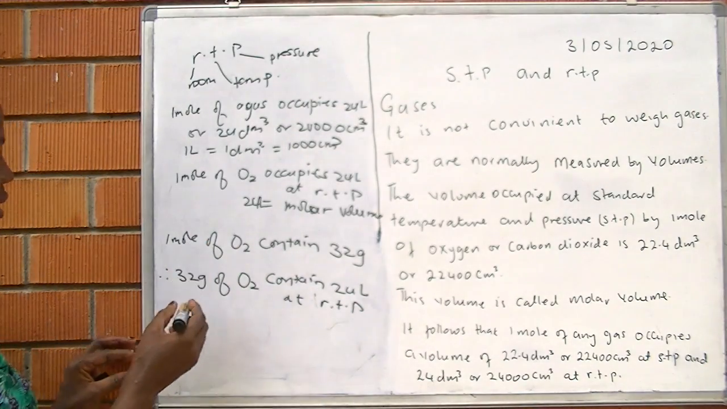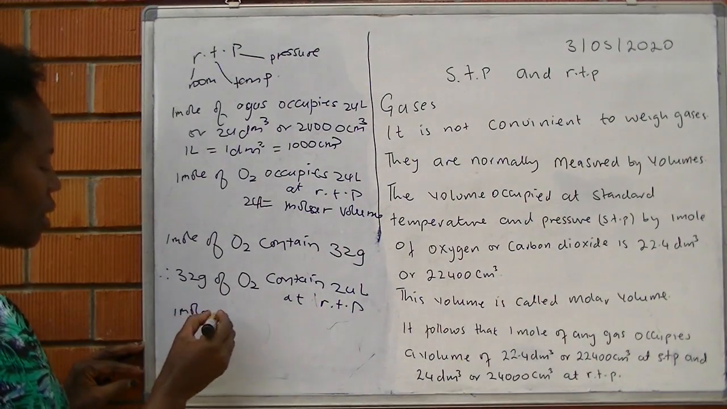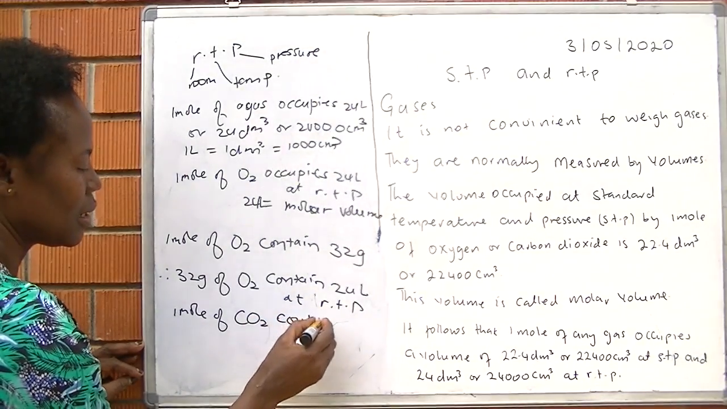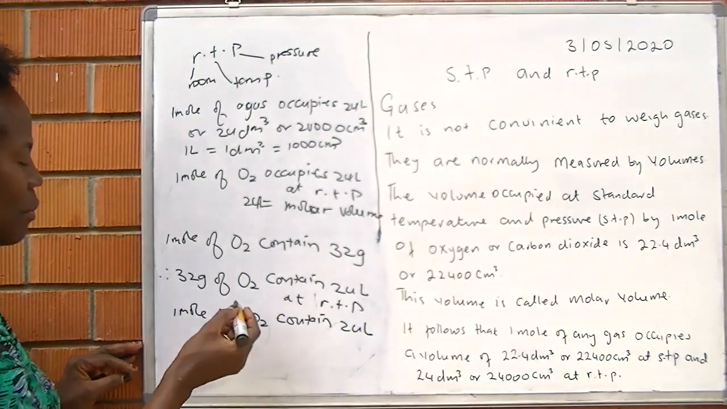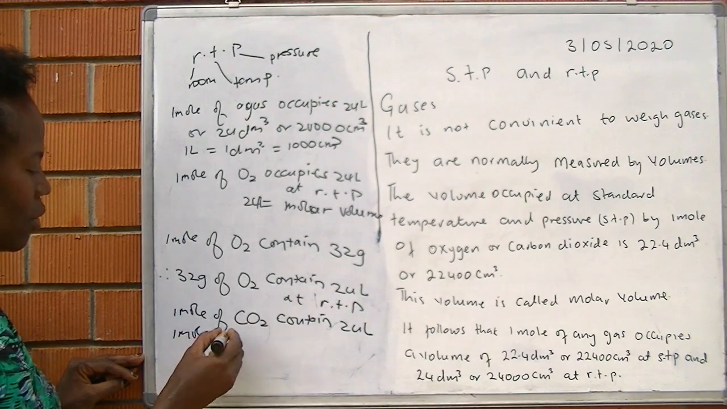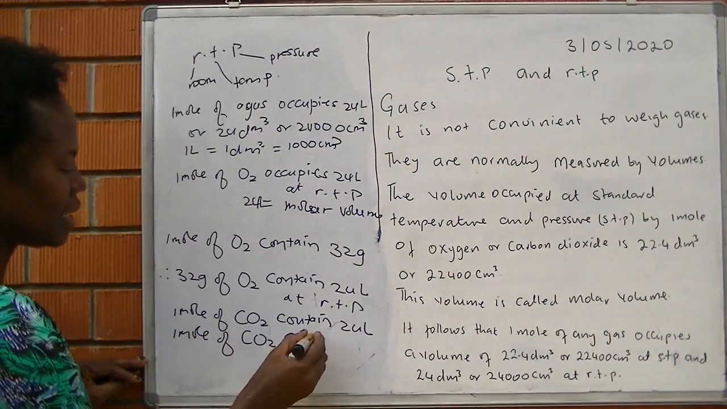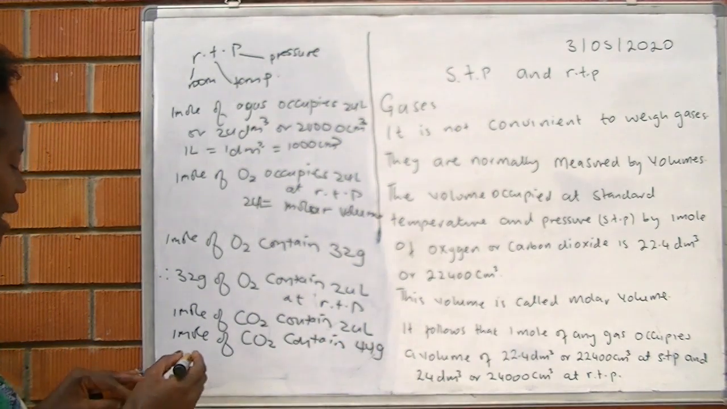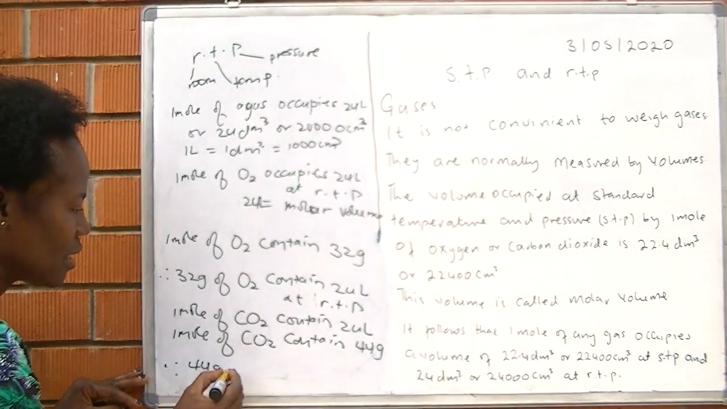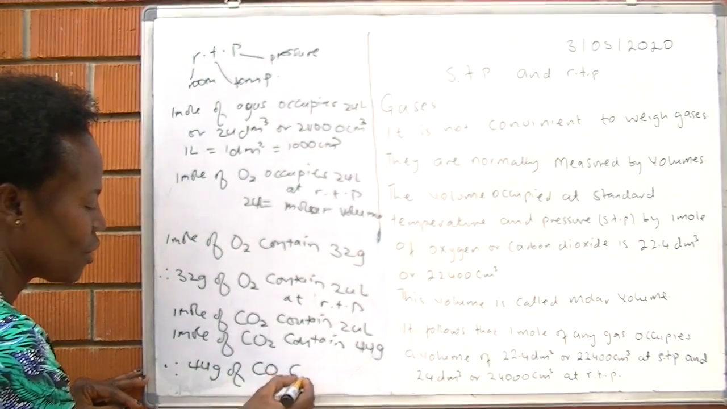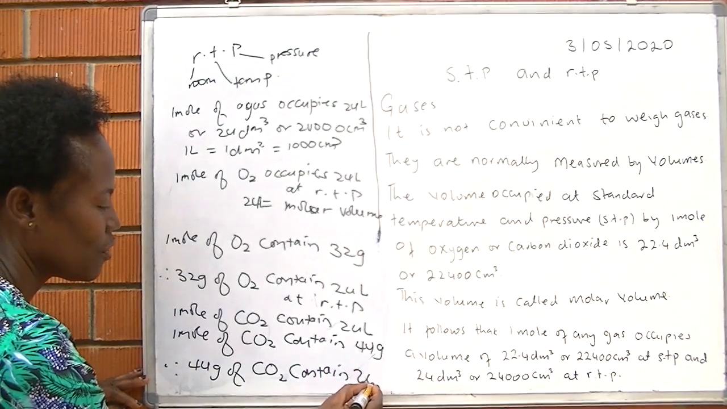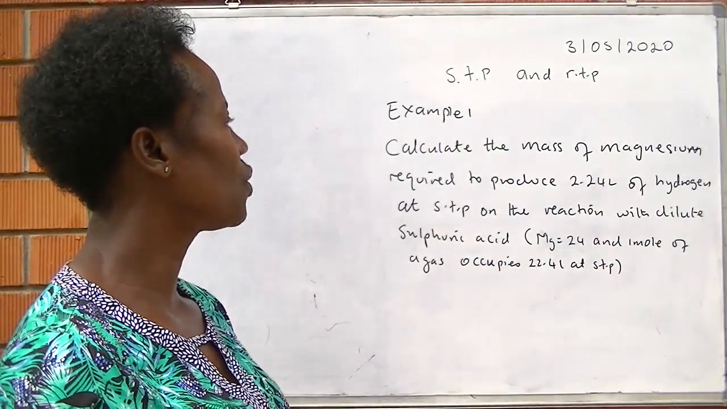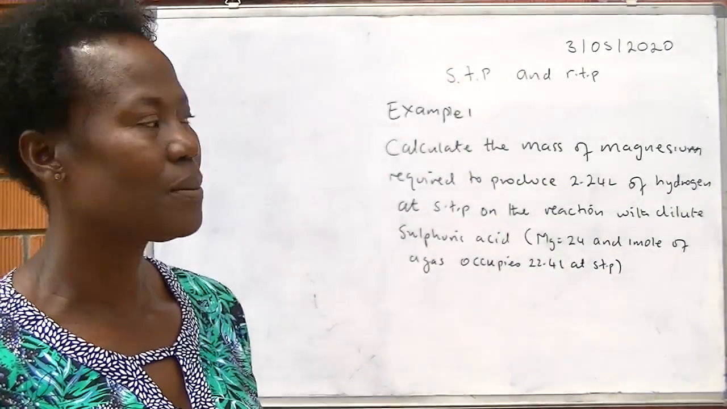Even if it is carbon dioxide, 1 mole of carbon dioxide molecule contains 24 liters. In terms of masses, 1 mole of carbon dioxide molecule contains 44 grams, the molecular mass of carbon dioxide. Therefore, 44 grams of carbon dioxide contain 24 liters. Let us now look at some examples of how to go about with STP and RTP.